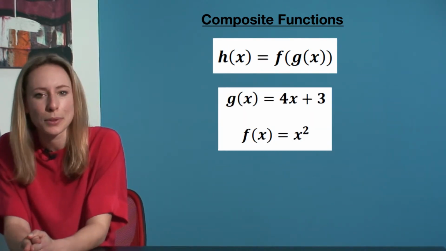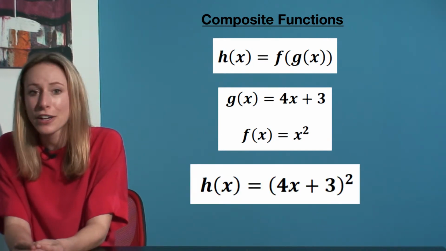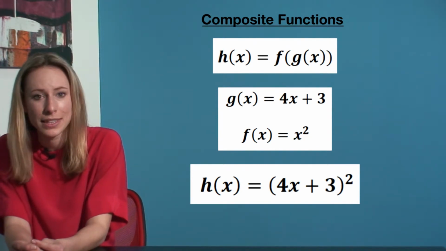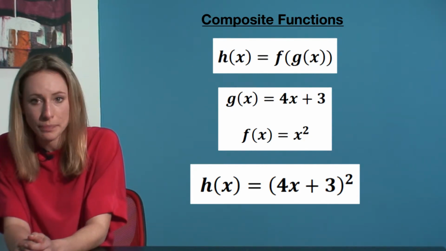If we take, for example, g of x equals 4x plus 3 and f of x equals x squared, then our function h of x will equal 4x plus 3, all squared. This equation is no different to some of the earlier quadratics which we sketched earlier on, even though it is a composite function.